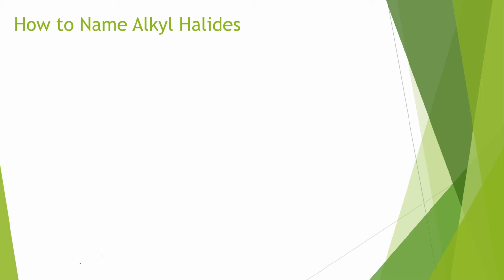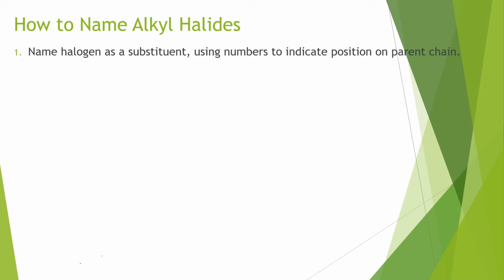So why is this important? It's because when we're naming alkyl halides, we also describe them as primary, secondary, and tertiary. So you're going to name the halogen as a substituent using numbers to indicate the position on the parent chain, the same as you would with an alkyl substituent. So for example, this is chloroethane. You don't need to use a number because it can only be attached to carbon number 1. It's automatically number 1.